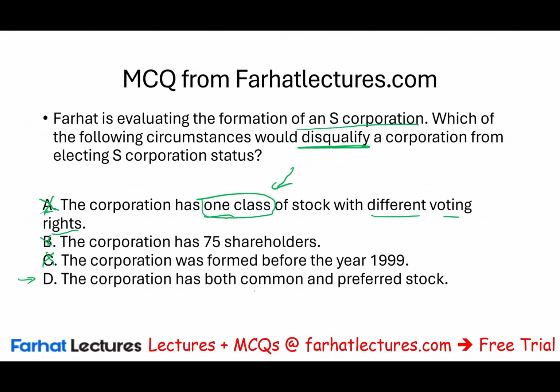The corporation has both common and preferred. It means we have two classes of stock. Can we have that? We cannot have that. We could only have one class of stock. It could have different voting rights. Nevertheless, one class. Therefore, D is the correct answer choice.